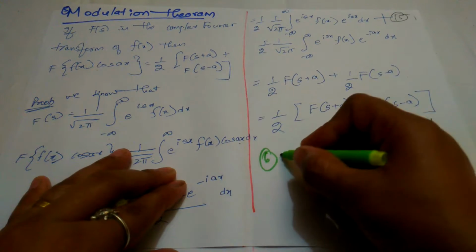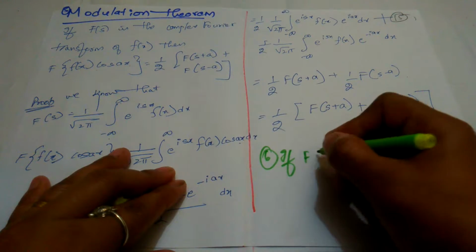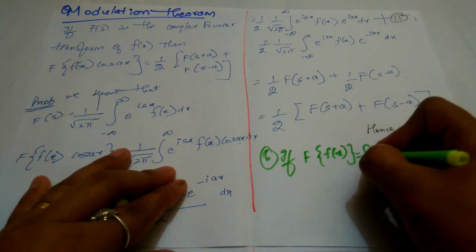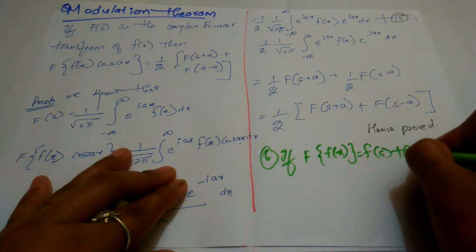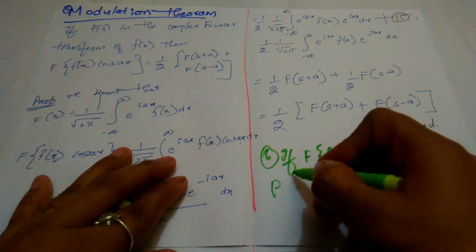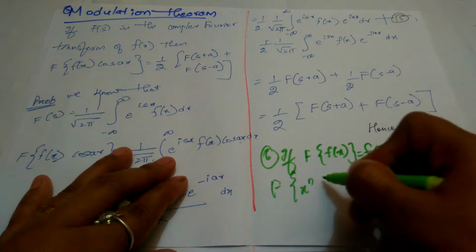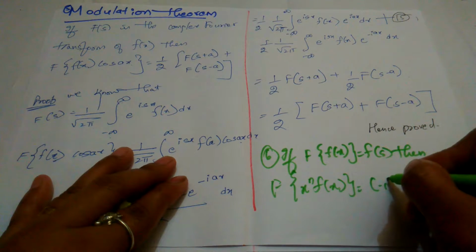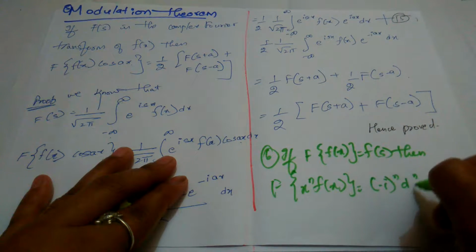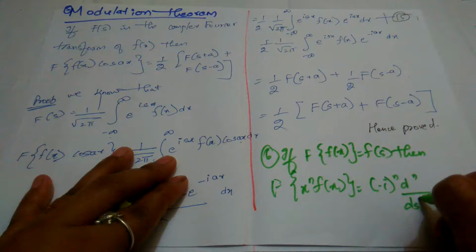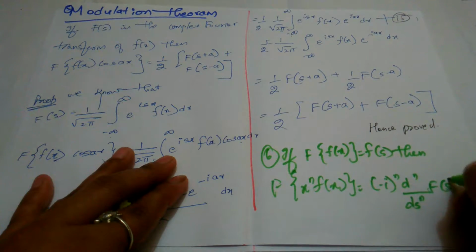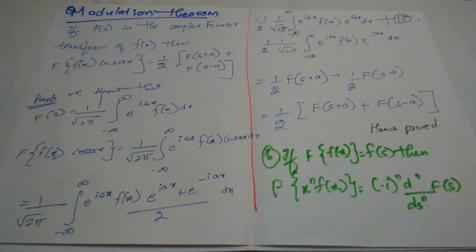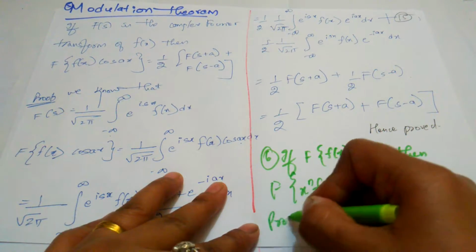Is that if F of f(x) is equal to F(s), then F of x^n f(x) is equal to (-i)^n d^n/ds^n of F(s). So we have to prove this. So how will we proceed? First, we will write as per our definition what we know.